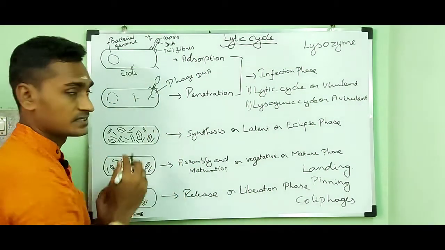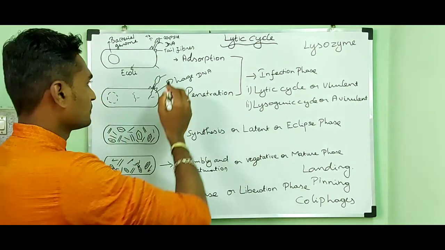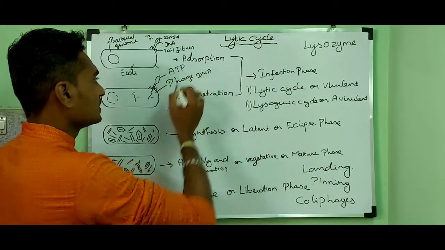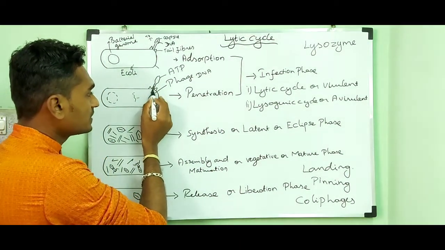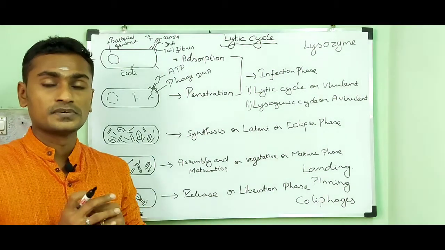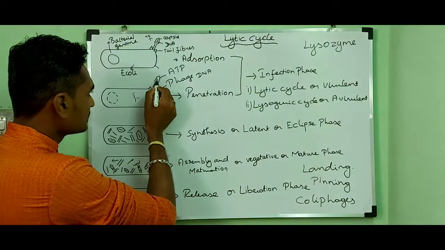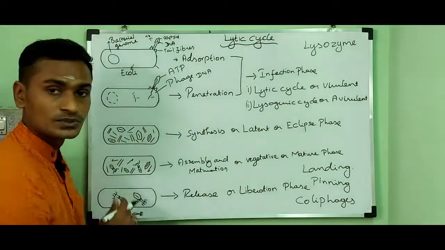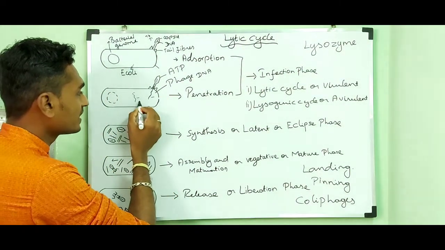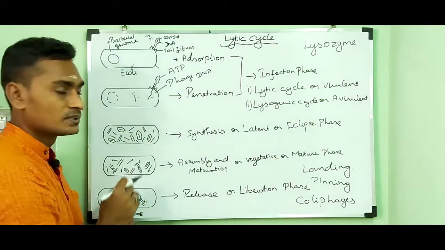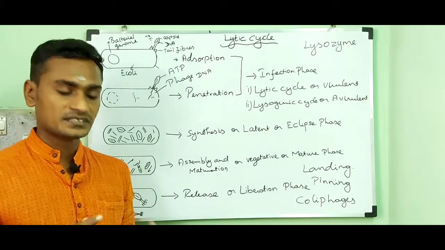For that contraction process, the bacteriophage uses ATP molecules. After that contraction, the basal plate gets enlarged. Through that enlarged portion, the phage DNA enters into the bacterial cell. Through that enlarged portion, the phage DNA gets injected into the bacterial cell without using any metabolic energy.